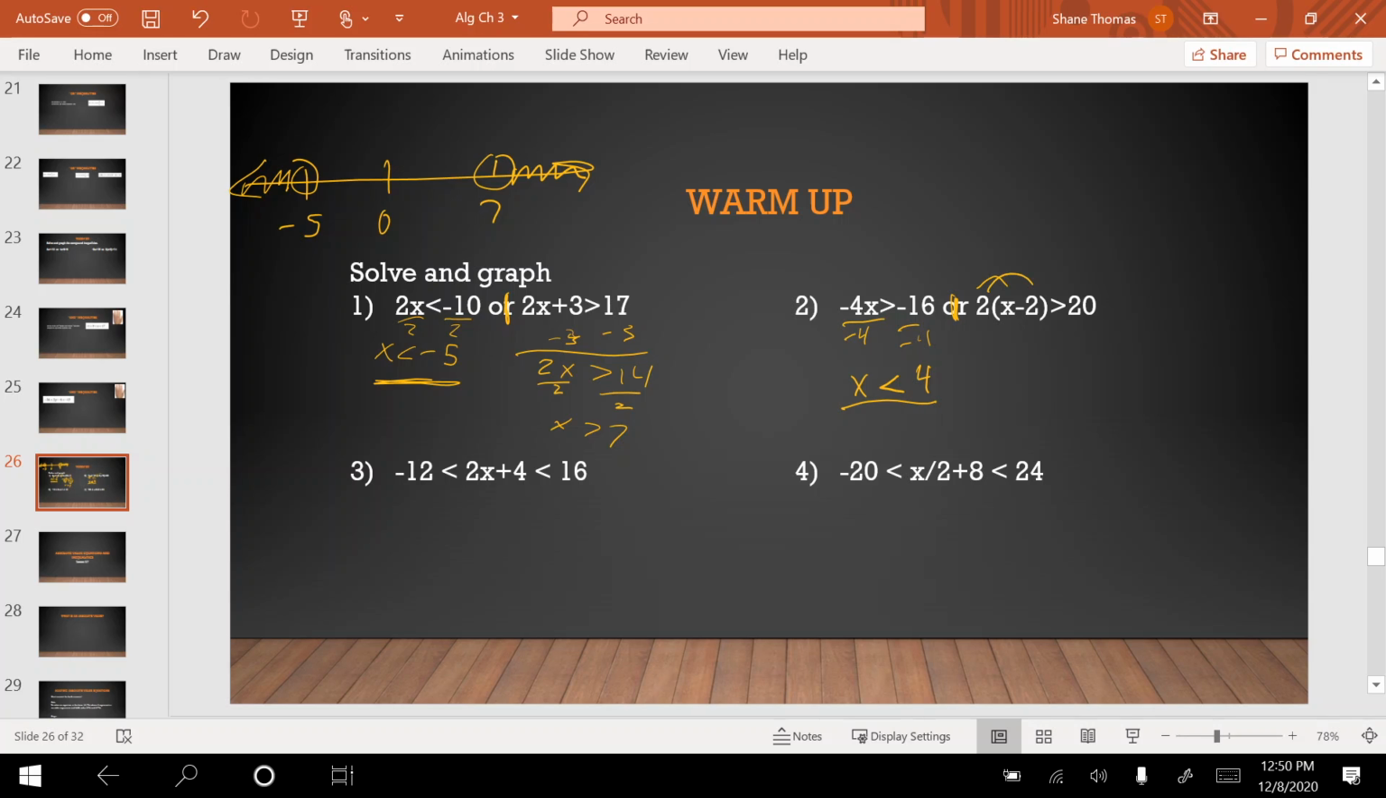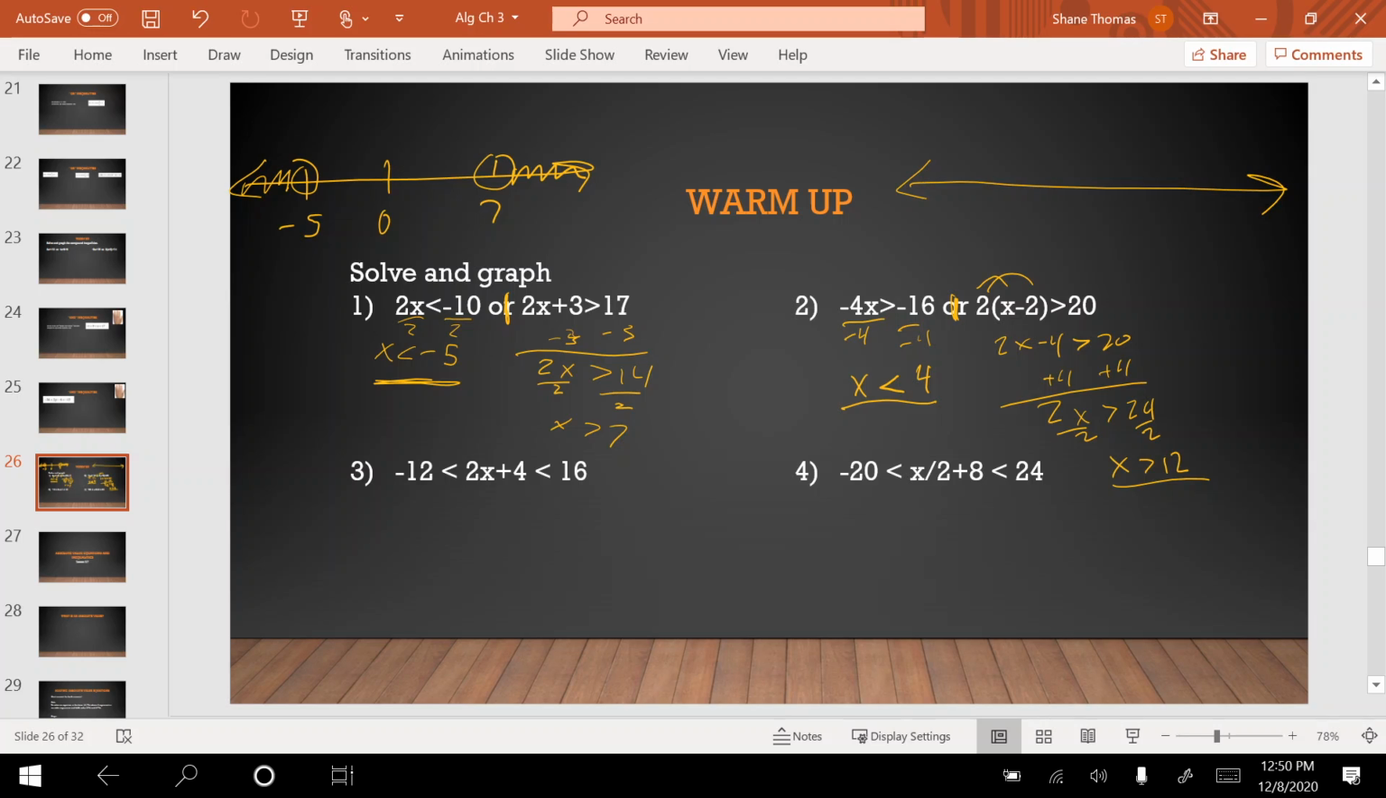This one here, I distribute it. So I have 2x minus 4 is greater than 20. Add 4. Add 4. So I have 2x is greater than 24. Divide both sides by 2. X is greater than 12. There's my second answer.